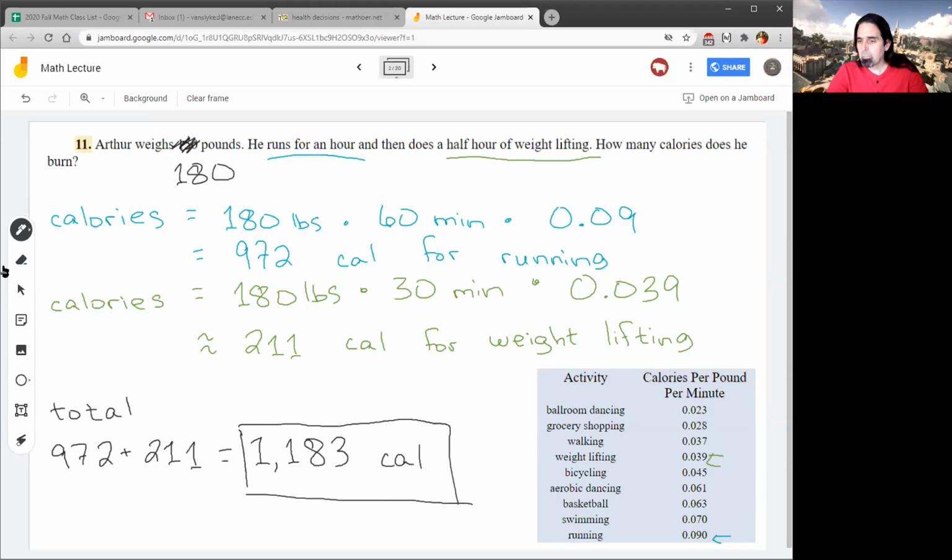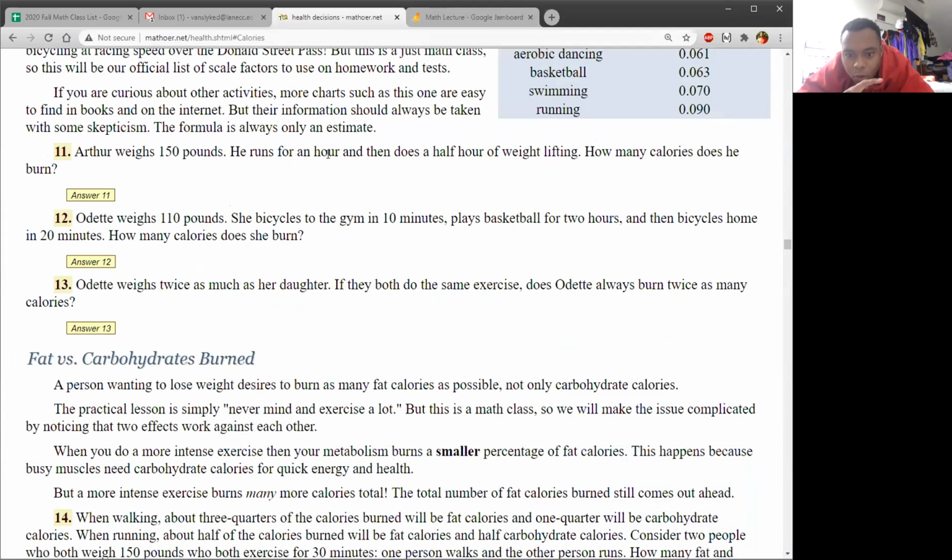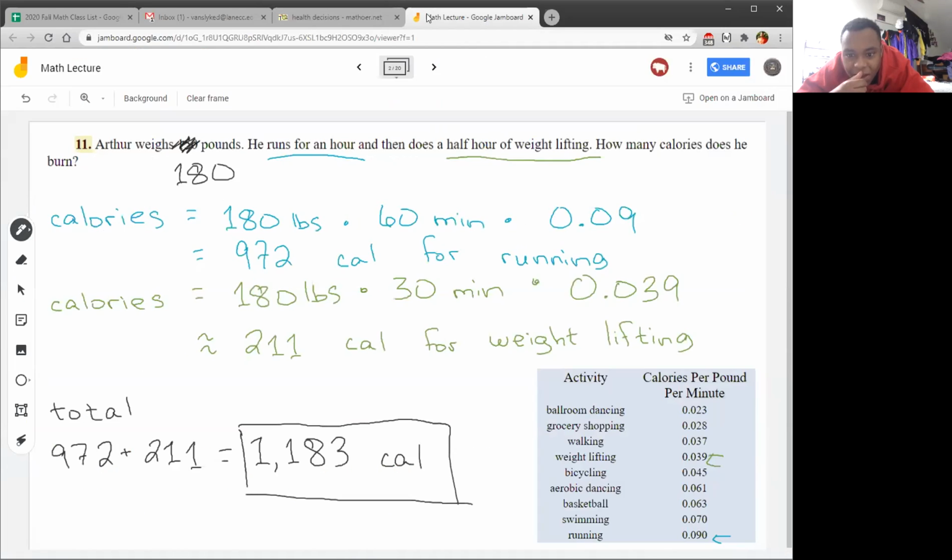Okay, questions with that one? Wave or thumbs up or something if you're good. Okay, actually, I had one question about that. Why did the calories change for the weightlifting? Why did I round them here? Yeah.